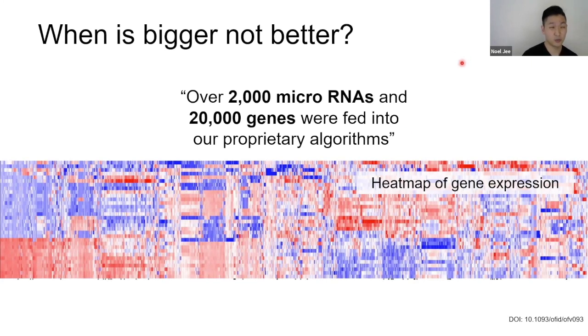So this is where you need to unpack the actual data itself and figure out if the fluff is real or not. So sometimes big numbers seem great, but they're not. Let me talk about a few ways that big numbers might not actually be that great for a company. So in this case, Absolute AI said that they use 2,000 microRNAs and 20,000 genes. Let's just ignore the microRNAs because I don't want to have to explain what those are.